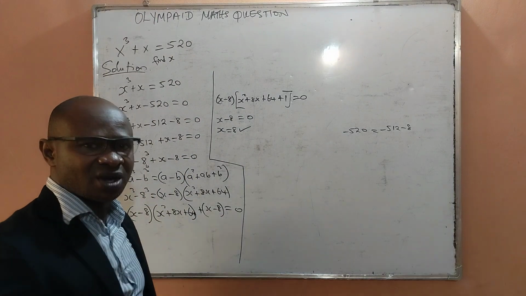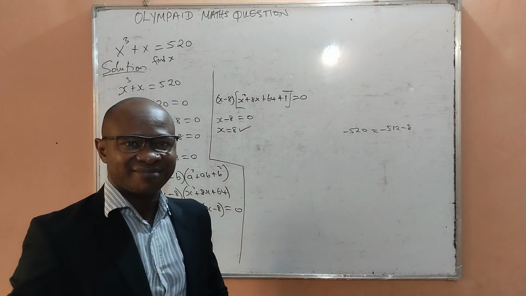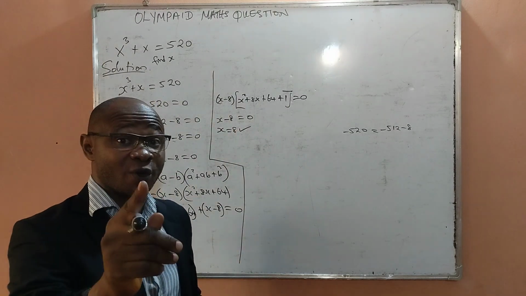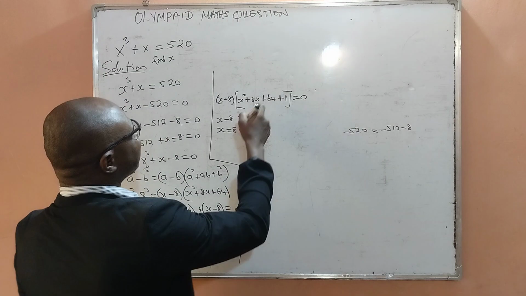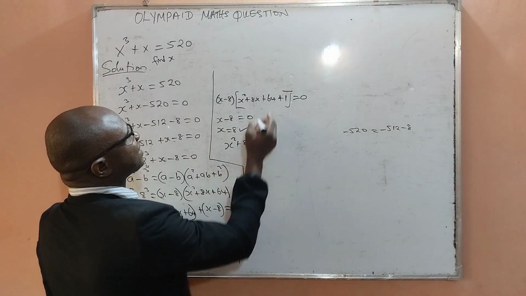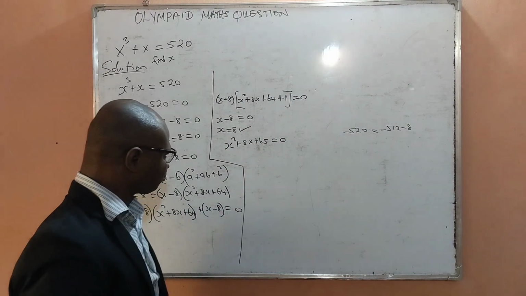Okay? That is the question. What is the value of x? I have gotten the first value of x. Alright? That is from the first bracket. Now let's go into the second bracket, which is also equal to 0. Therefore, I have it as x squared plus 8x plus 65 equal to 0.